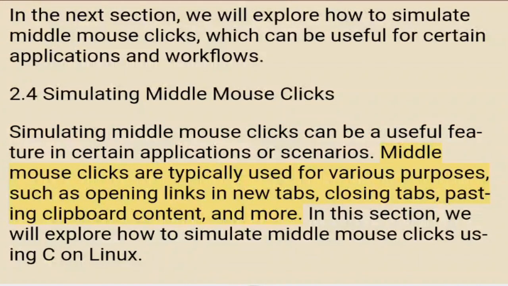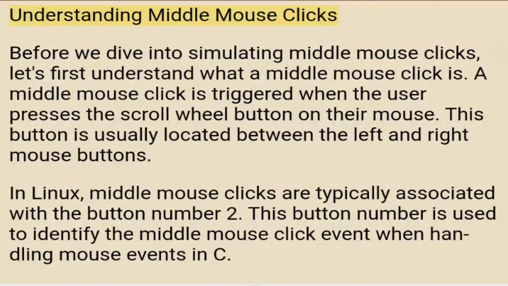Middle mouse clicks are typically used for various purposes, such as opening links in new tabs, closing tabs, pasting clipboard content, and more. In this section, we will explore how to simulate middle mouse clicks using C on Linux. Understanding middle mouse clicks. Before we dive into simulating middle mouse clicks, let's first understand what a middle mouse click is. A middle mouse click is triggered when the user presses the scroll wheel button on their mouse.